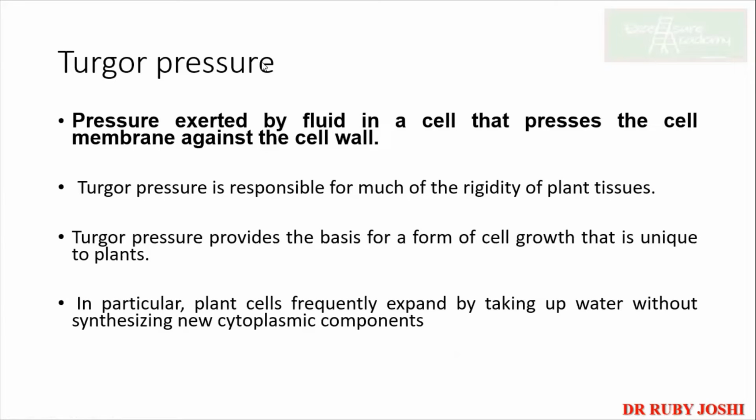So turgor pressure is the pressure exerted by the fluid in a cell that presses the cell membrane against the cell wall. It is also responsible for much of the rigidity of the plant tissue. It provides the basis for a form of cell growth which is unique to plants. So इसका क्या मतलब हो रहा है?